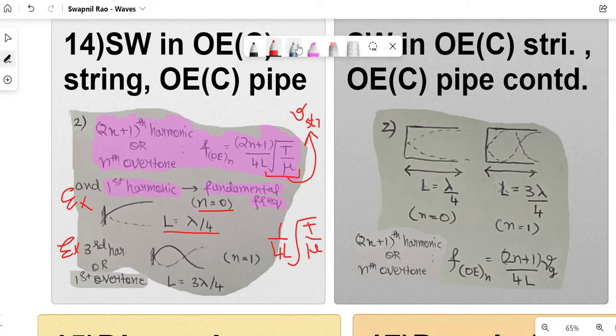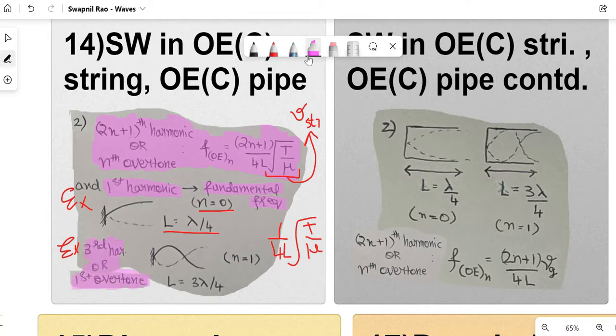And in the second case, you have to put n as 1, right? Because you put n as 0 here. Second case, let's take n as 1. So when you take n as 1, it would be 2 times 1 plus 1, which is third harmonic or first overtone. So that's what I've written for example number 2: when you put n as 1, third harmonic or first overtone.